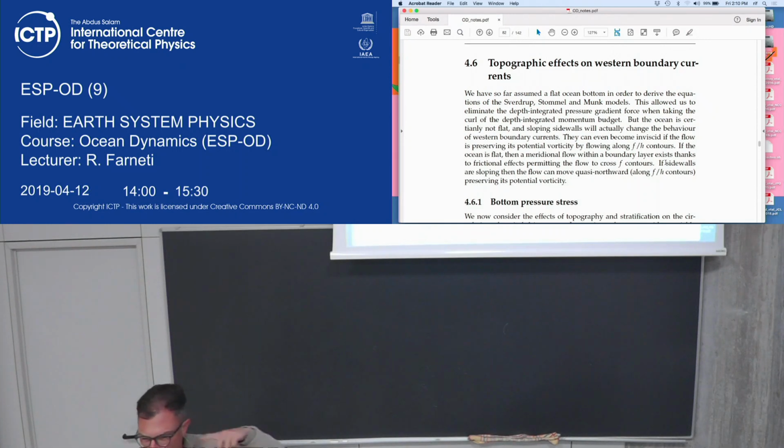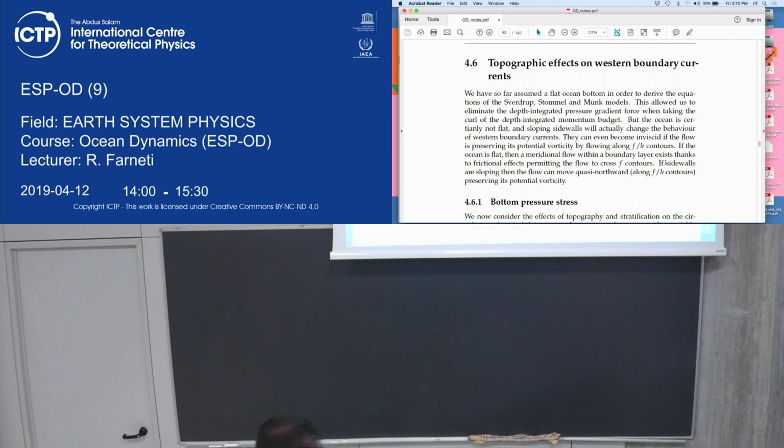So every time I'm uploading an updated version of the notes on the Dropbox folder. There are tiny changes, but if you want the latest version, it's usually 10 minutes before the class. No major changes, just one extra figure, or I correct a typo or things like that.